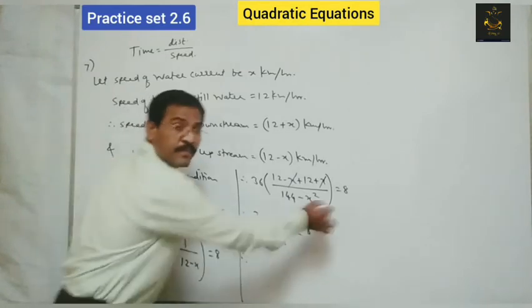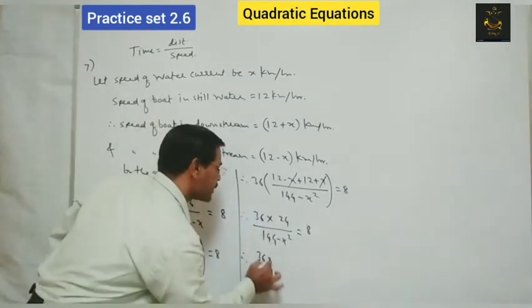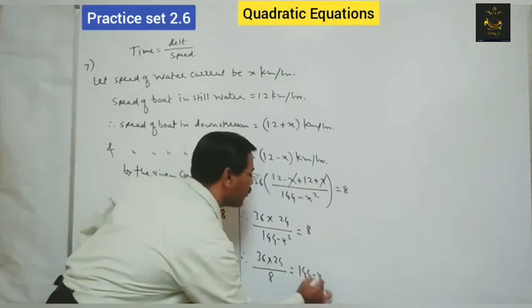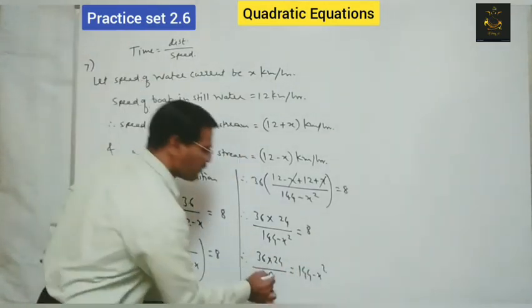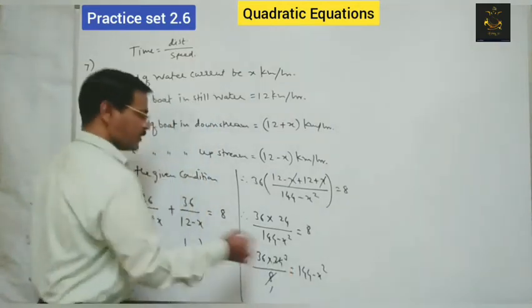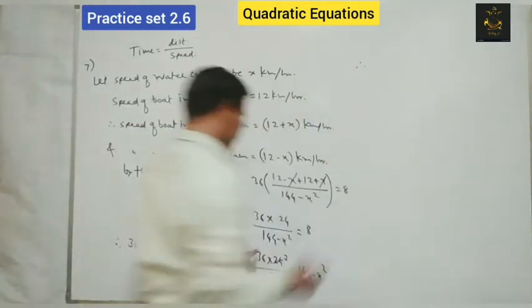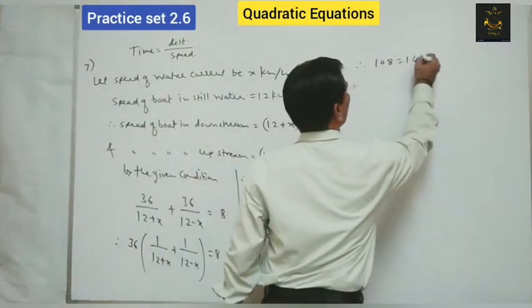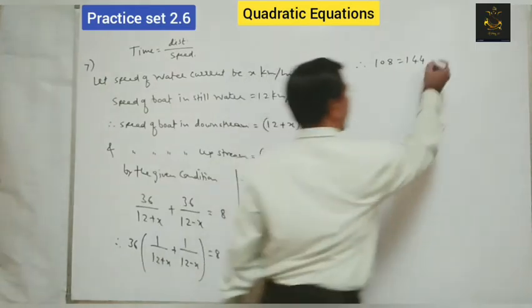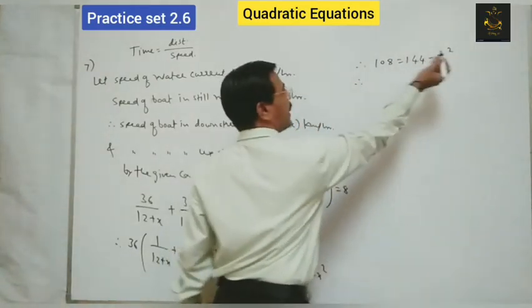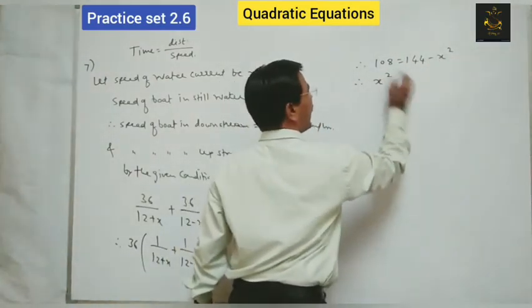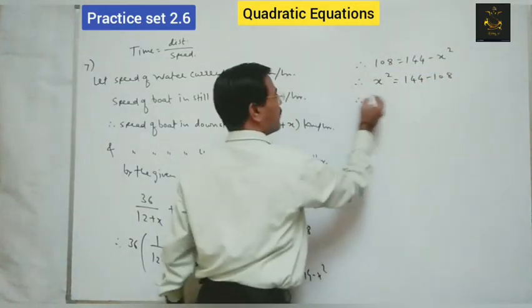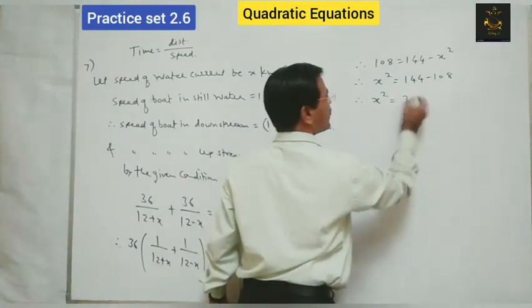So I'll make it alternate: 36 into 24 upon 8, and this is 144 minus x square. Make it possible. 8 threes are 24. So how much do you get here? 36 threes are 108, which is equal to 144 minus x square. Look here, I'll take that x square to this side and 108 to that side. Yes, how much do you get here? This is the difference, which is 36.